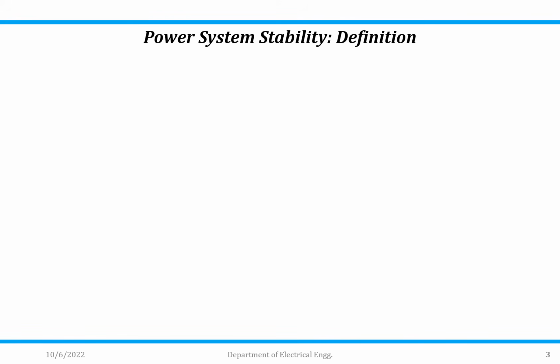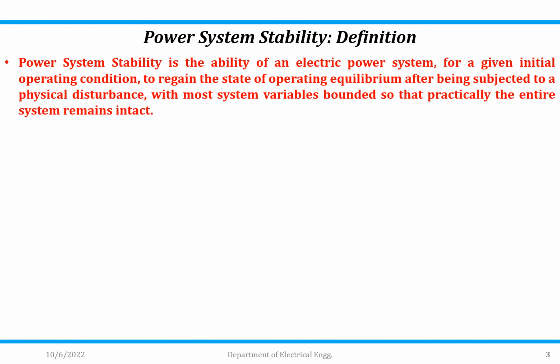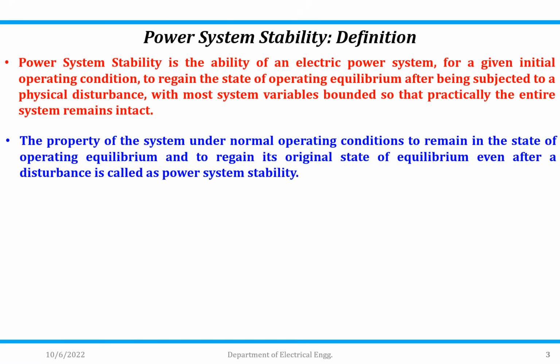Now let's have a discussion about the definition of power system stability. Power system stability is the ability of an electric power system, for a given initial operating condition, to regain the state of operating equilibrium after being subjected to a physical disturbance, with most system variables bounded so that practically the entire system remains intact. The other definition of power system stability is the property of the system under normal operating condition to remain in the state of operating equilibrium and to regain its original state of equilibrium even after a disturbance.